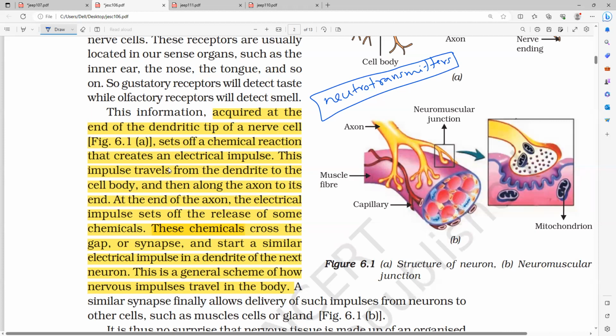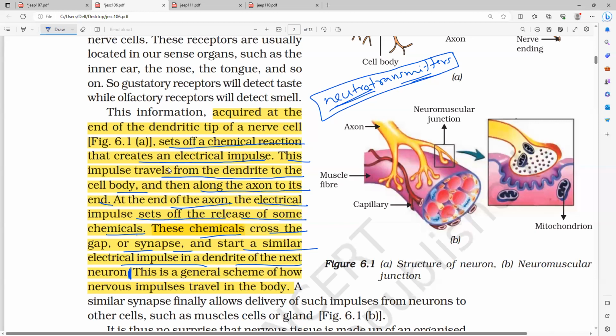So at the synapse, what will happen? The end of the axon will release what, guys? The end of the axon will release a set of chemical reactions that will create an electrical impulse. These impulses travel from the dendrite to the cell body and then along the axon to its end. At the end of the axon, the electrical impulse sets off the release of some chemicals. These chemicals are called neurotransmitters. These chemicals cross the gap or synapse and start a similar electrical impulse in a dendrite of the next neuron. This is still here, you write it. Clear, everybody? All of you?